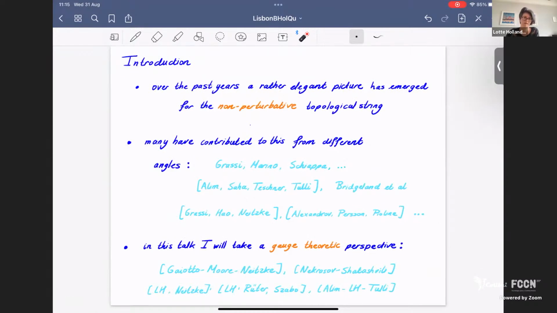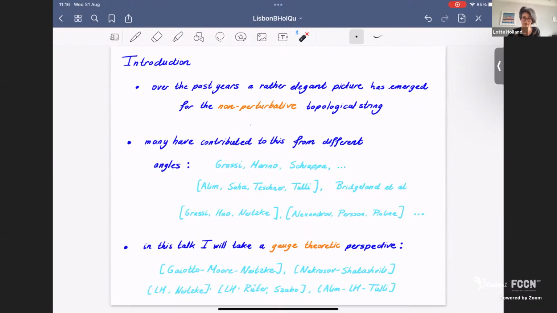Right. So over the last years, I think a rather elegant picture is emerging for non-perturbative string theory, and there are many people who have contributed to this picture from various angles. The names here are just a subset of the people who have done something in this subfield of non-perturbative topological string theory. What I'm going to say is related to the angle of a paper by Alim, Saha, Teschner, and Tulli, which is related on the mathematics side to a couple of papers by Bridgeland.